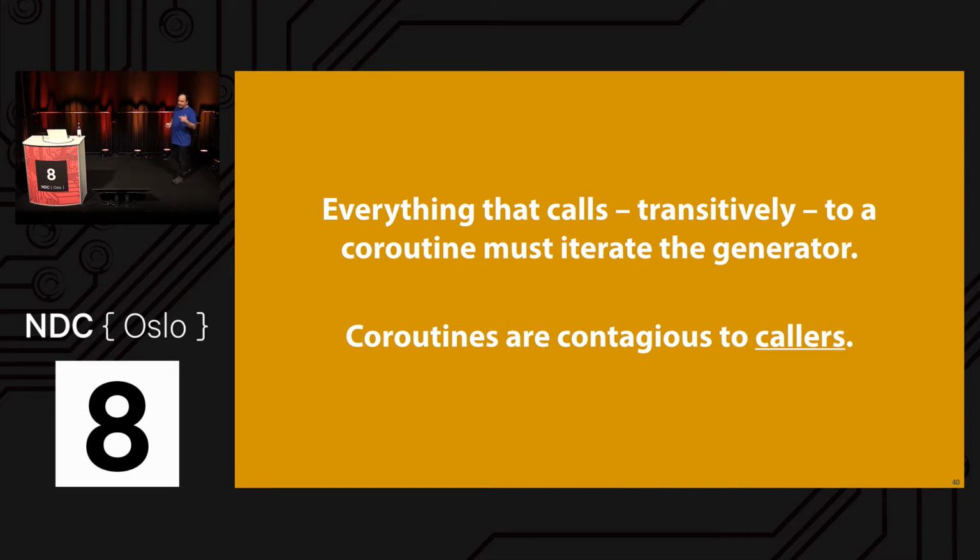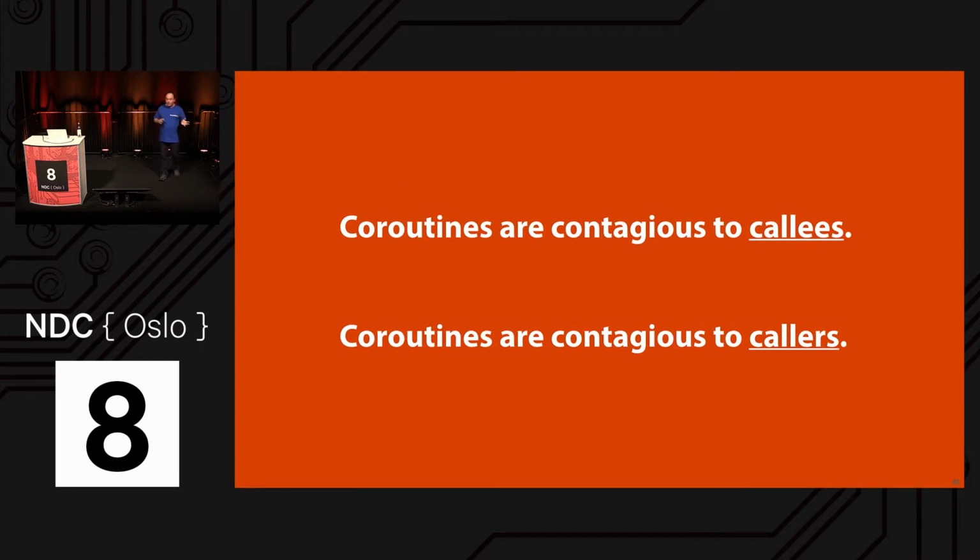So the second rule is that everything that calls transitively to a coroutine must iterate the generator, because the coroutines are packaged as generator objects. So coroutines are also contagious to callers, not just callees. So you can quickly see how these two rules taken together cause your whole program to need to be written in a particular style. Right? So if you start out with a sequential synchronous program, converting it to this kind of programming style is not necessarily straightforward because of this property that it's contagious down the call stack and contagious up the call stack.